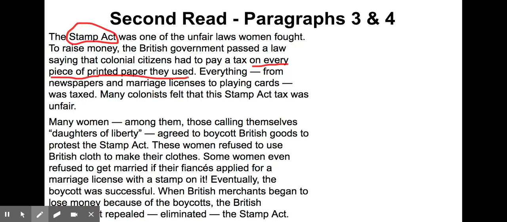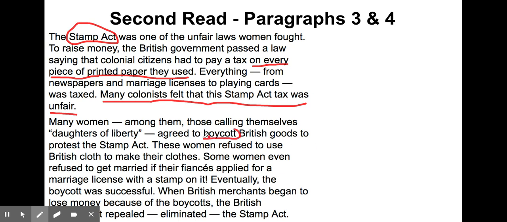Everything from newspapers and marriage licenses to playing cards were taxed. Many colonists felt that this Stamp Act was unfair. This tells me again what is going on and how they were feeling. So I'm going to underline that as well because that's an important detail. Many women, among them those calling themselves Daughters of Liberty, agreed to boycott British goods to protest the Stamp Act.